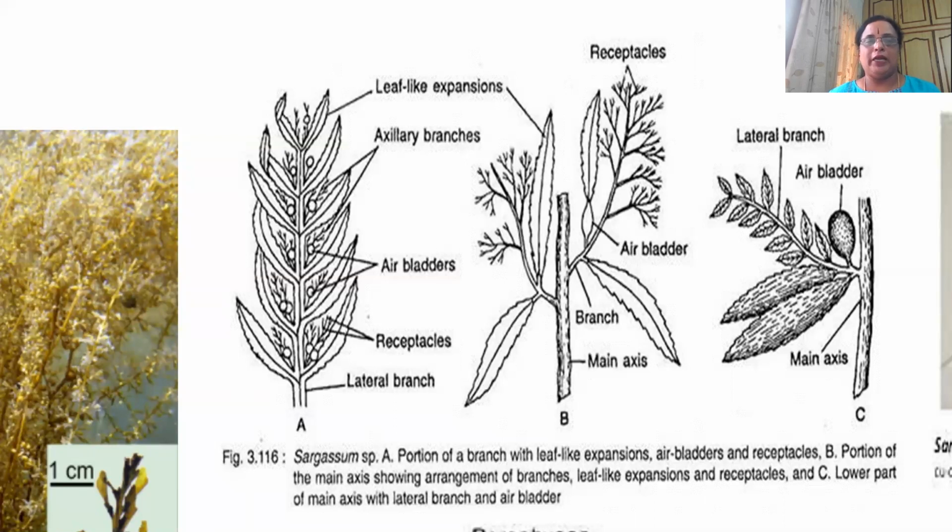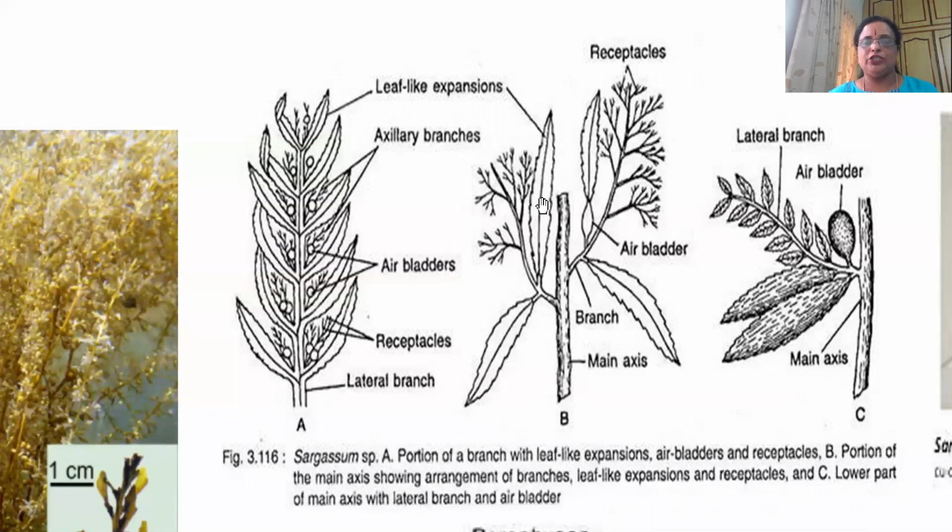Because of these air bladders, the Sargassum plant can float easily. So what is the main function of this air bladder? It helps in buoyancy, in the process of flotation. See, you can find in this image, it is easy to understand. You can find a main axis and the lateral branches, the leaf-like structures, and near the leaf-like structures, you can find the air bladders. The main function of these air bladders is buoyancy.